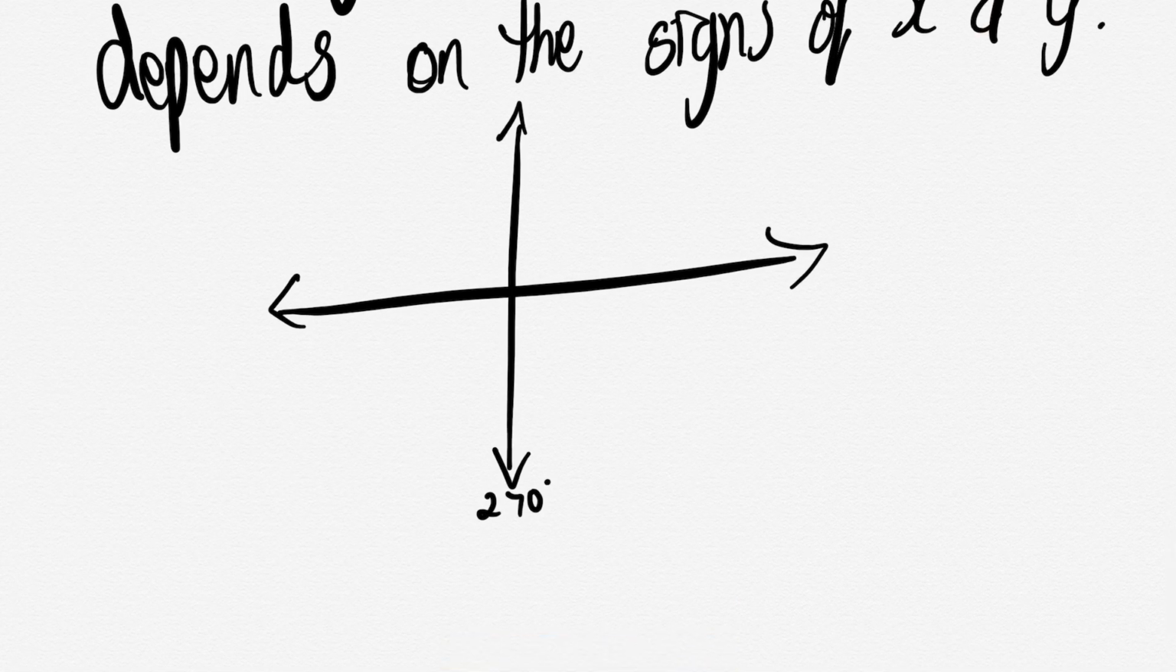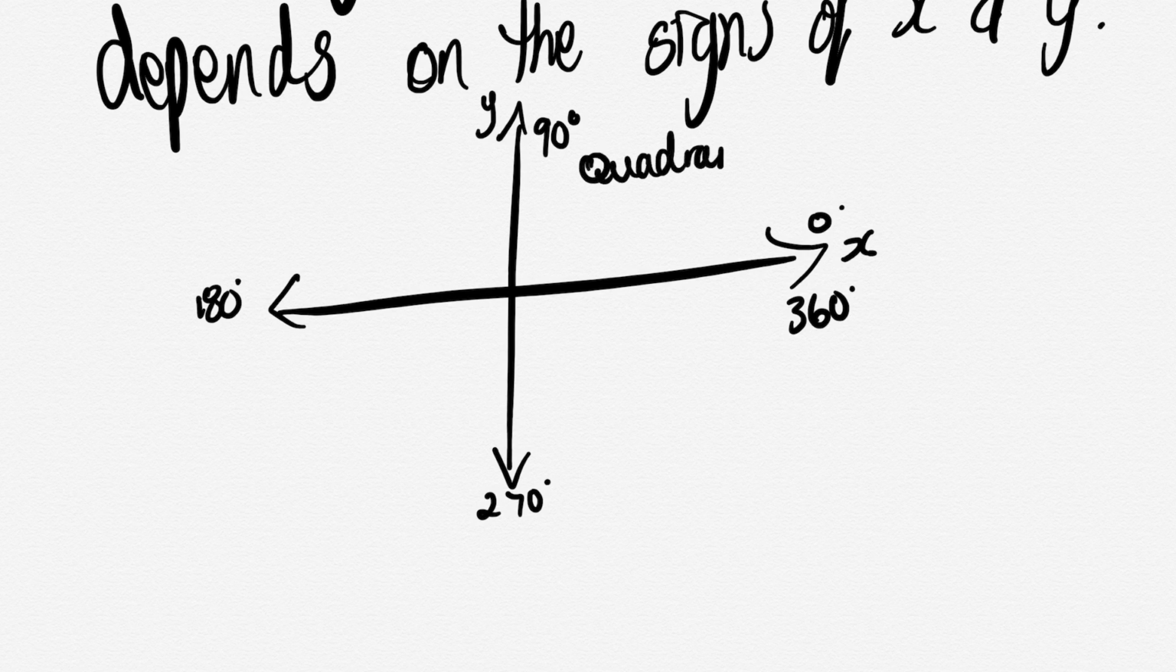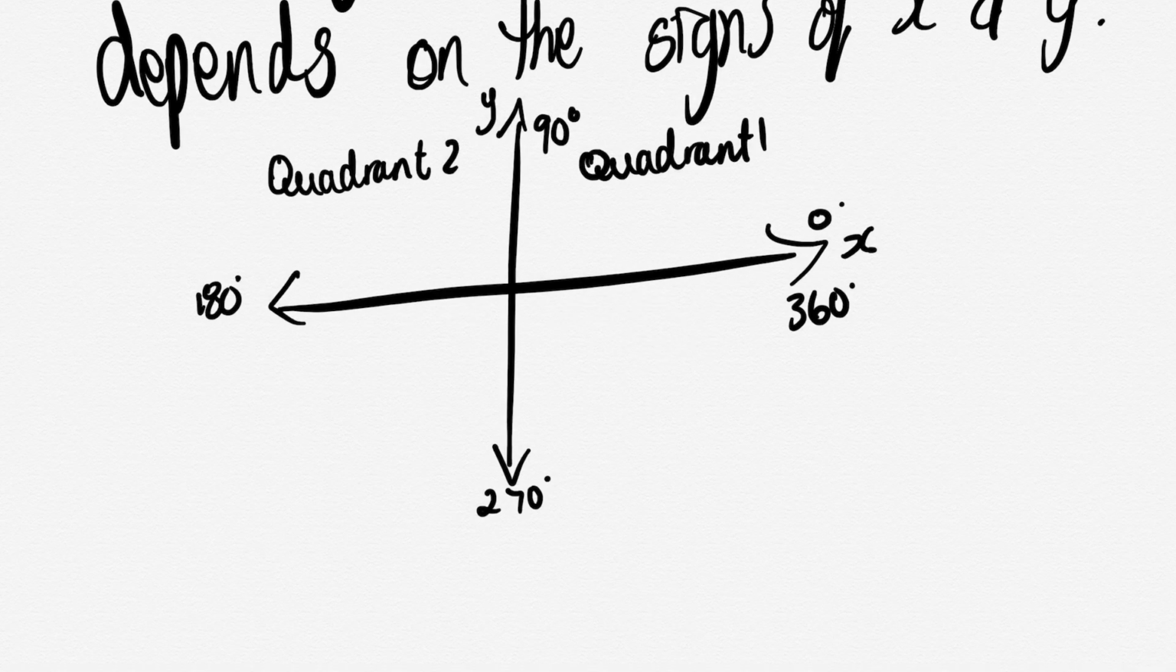We put 270 at the bottom, and then we'll put 0 and 360 on the right for the x-axis. The y-axis has 90 degrees, and on the other side of the x you've got 180 degrees. So it moves from 0 on the right up to 90 anti-clockwise, then 180, then 270, and then 360. So we've got our quadrant 1, quadrant 2, quadrant 3, and quadrant 4.